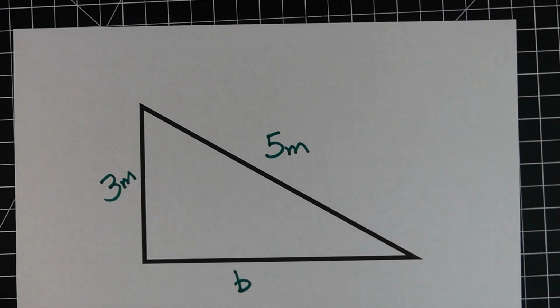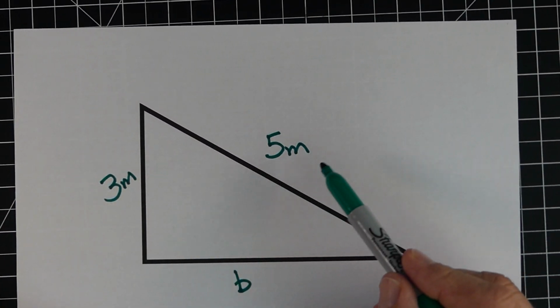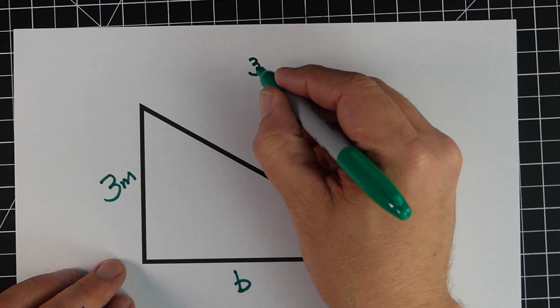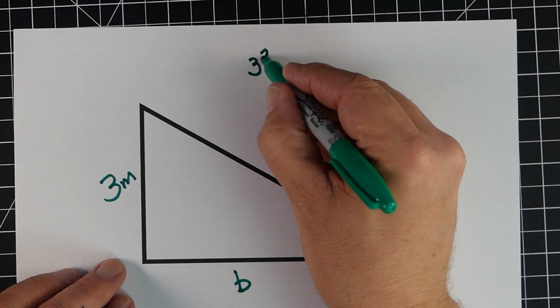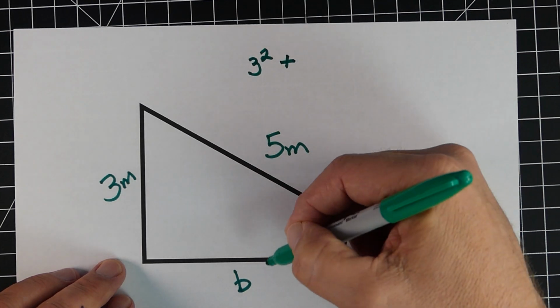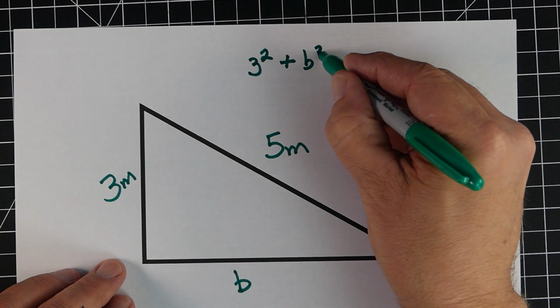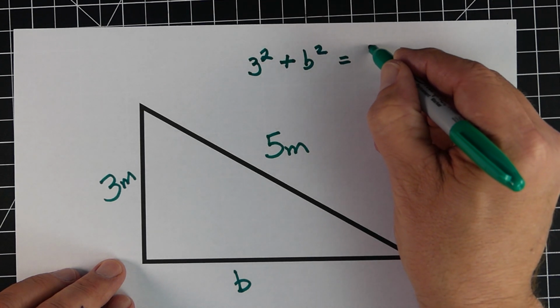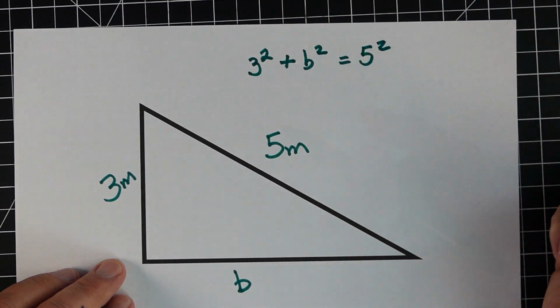Now sometimes we need to find a missing leg. So we have the hypotenuse and we have one of the legs. So here's our first example. And we're going to use the 3, 4, and 5 that we used earlier. So this time we're missing the b. So we know a was 3, so 3 squared, plus b, we don't know what it is, but it's going to be b squared, will equal c squared, which we know is 5, so 5 squared.